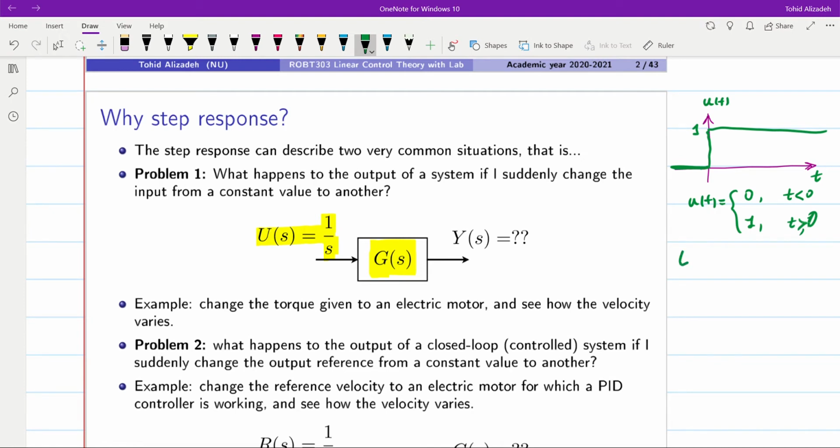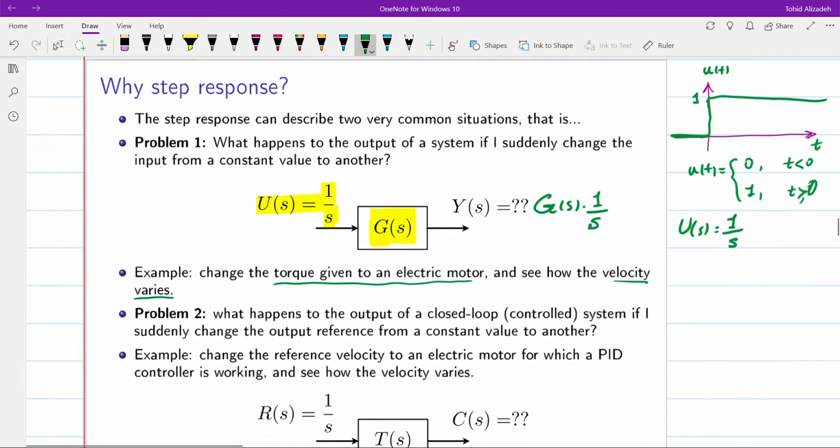Then in the Laplace domain, U of s is equal to 1 over s. So we apply U of s equal to 1 over s at the input side of G of s, and then we get Y of s, and you know that it will be in the form of G of s times 1 over s. So this is what happens when we apply the signal at the input of a system. As an example, we can assume that we want to see the change of the torque which is given to an electric motor. So we change the torque, and then we see how the velocity varies.